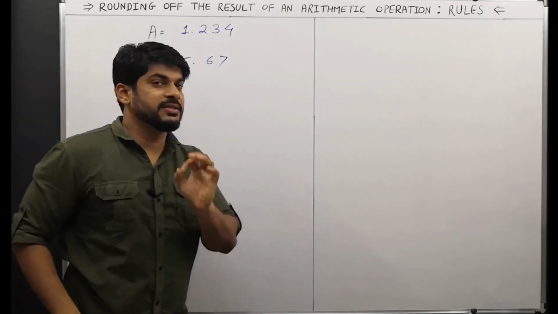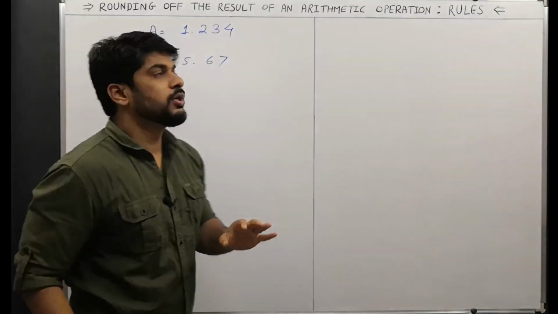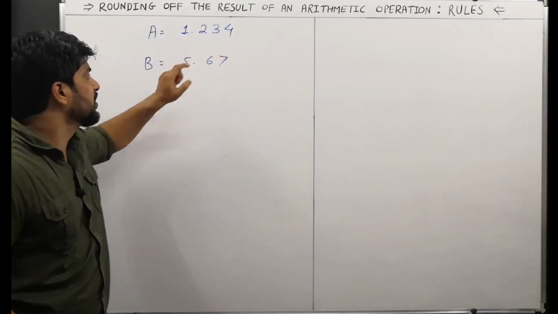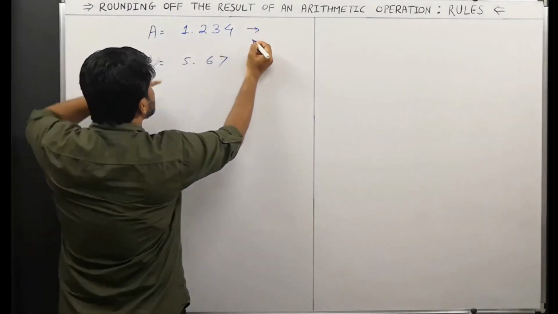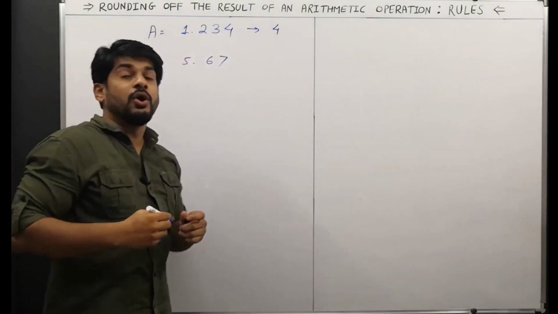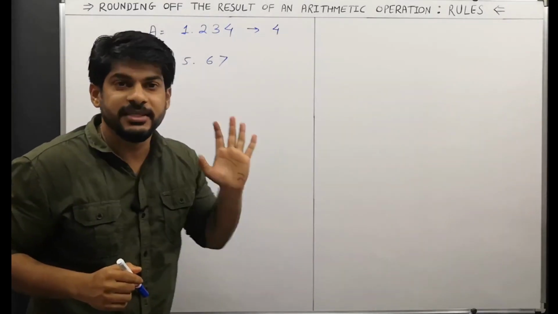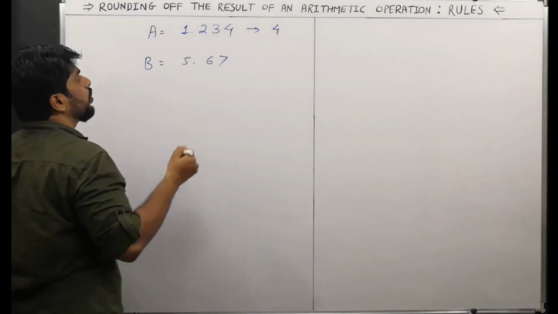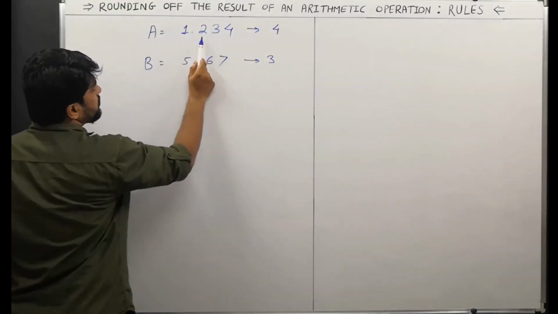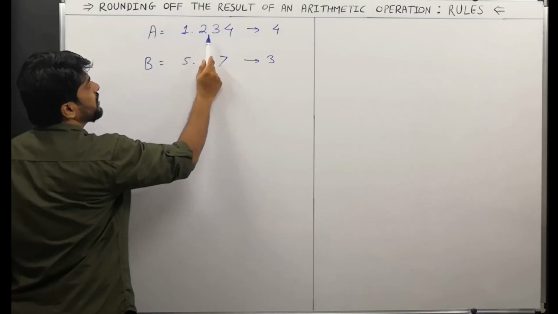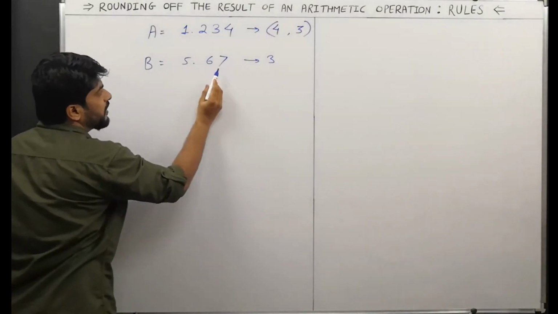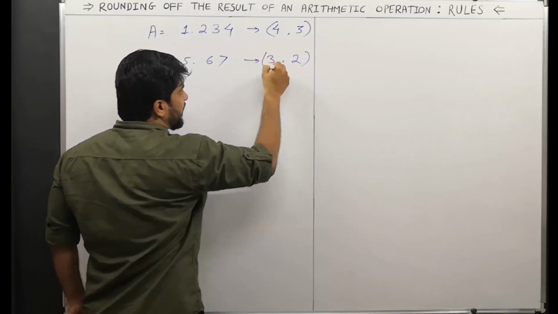You already know what significant figures are and how to find them, so you must have already identified the significant figures over here and here. Here we have got 4 significant figures, 1, 2, 3, 4, since all the non-zero digits are significant. Over here we have got 3 significant figures. Also, here we have got 3 decimal places, 1, 2, 3. And over here we have only 2 decimal places.